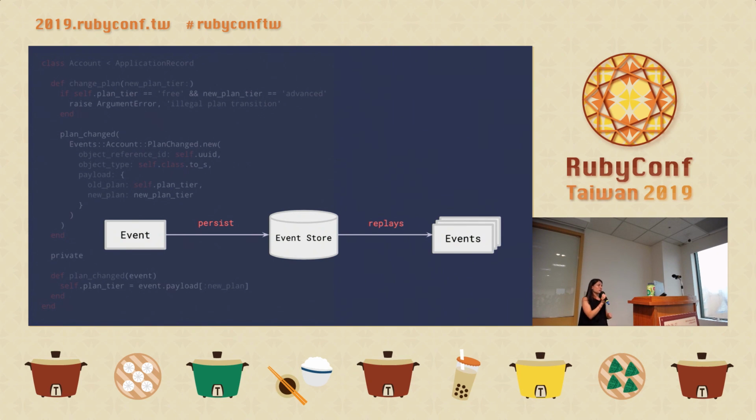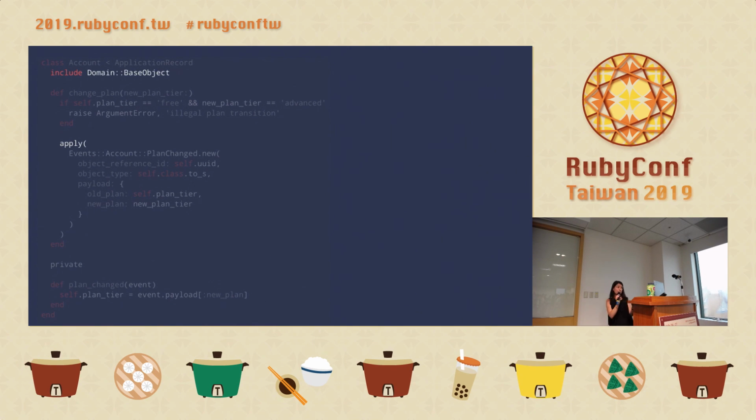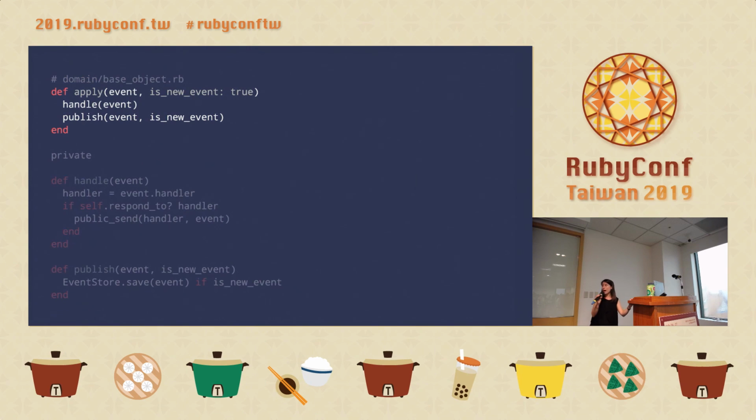And this interface will just allow us to persist and retrieve events using the same code everywhere, regardless of the specific event or the domain model itself. Okay, so I'm going to define this new method apply in this builds object class, which will include in any object or any class that we want to be able to build from events. And apply is going to do two things. It's going to handle the event, meaning bring the object up to date by applying the change described in the event, and then publish the event.